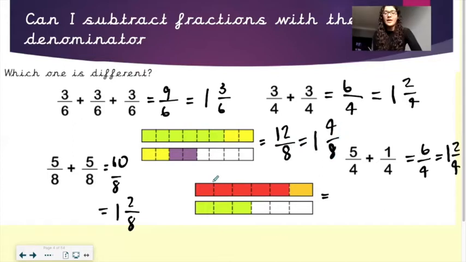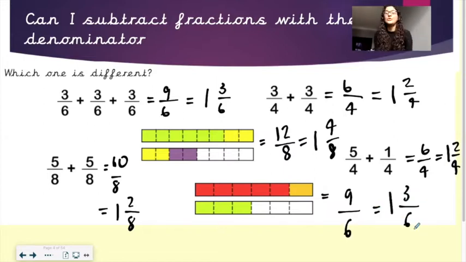The next one, let's count up the parts that have been shaded. 1, 2, 3, 4, 5, 6, 7, 8, 9. And then how many parts make one whole? 1, 2, 3, 4, 5, 6. Otherwise known as 1 and 3/6.